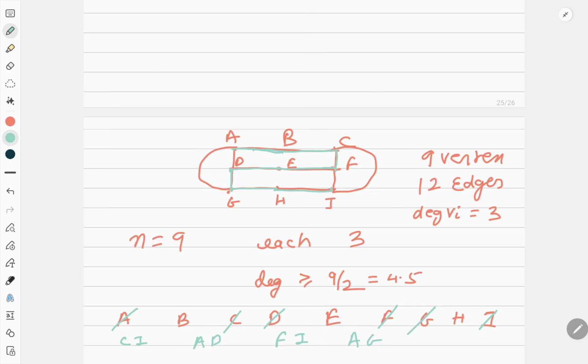And if I observe, if I have removed these 4 edges to do this, how many edges are left? What is 12 minus 4? It is 8. But the number of edges in a Hamiltonian cycle is always equal to the number of vertices. So what happened? I got a problem. So I cannot have a Hamiltonian cycle over here.